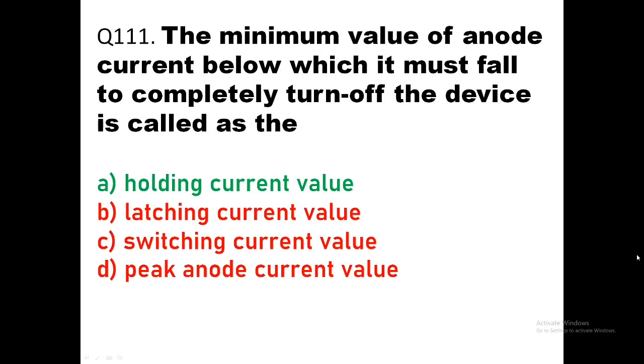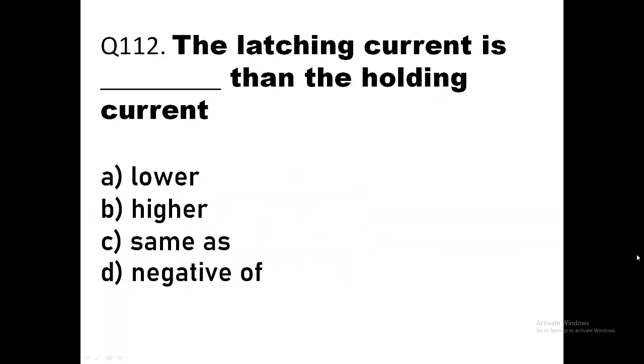Then we'll go to the next question. Question number 112. The latching current is dash the holding current. As I've told you, the latching current is the minimum forward current required for the SCR to be in the on state. But the holding current is the minimum forward current below which, if the current goes, the SCR will go into off condition. That means the latching current will be higher than the holding current. So the option will be B, higher. The latching current is higher than the holding current.